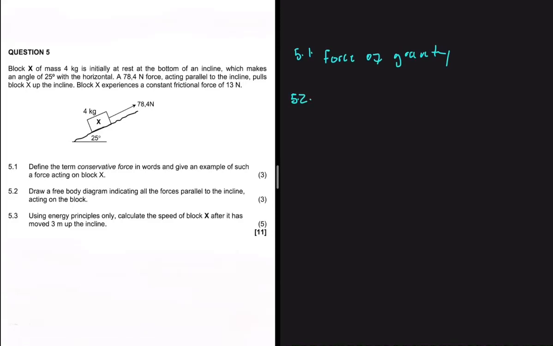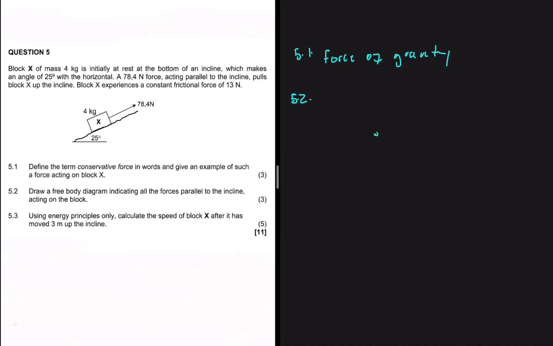5.2 says let's draw a free body diagram indicating all the forces parallel to the incline on the block. So let's go through our statement so that we can see what is happening. We have block X of mass 4 kg, which is initially at the bottom of an incline, which makes an angle of 25 degrees with the horizontal. A 78.4 newton force acting parallel to the incline pulls the block X up the incline. Block X experiences a constant frictional force of 13 newtons.